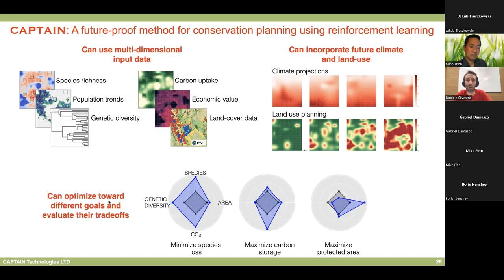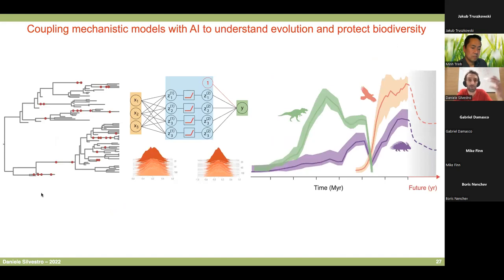So if these layers of data are available, and they are for many regions, then they can potentially be used in these policies. The other nice thing of this approach is that we can train models toward different goals. So we can train models to protect the highest number of species, or to maximize the carbon storage, or to maximize the amount of area that is protected. And by doing this, we can measure the trade-offs between favoring one axis versus another one.